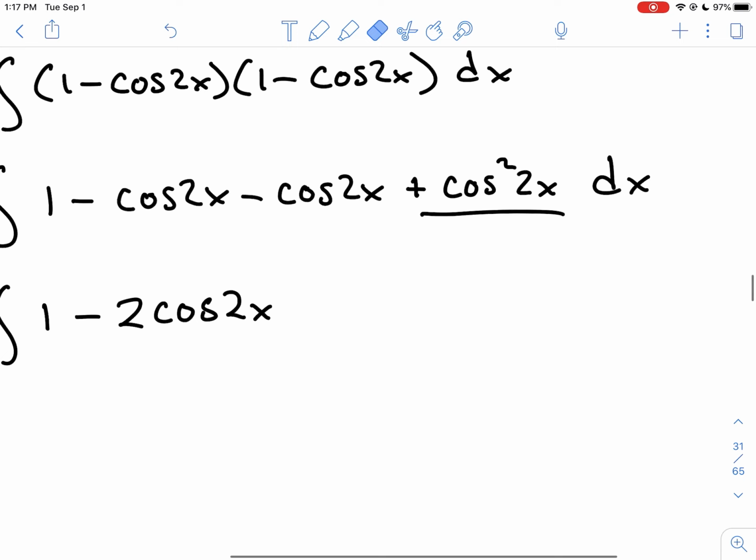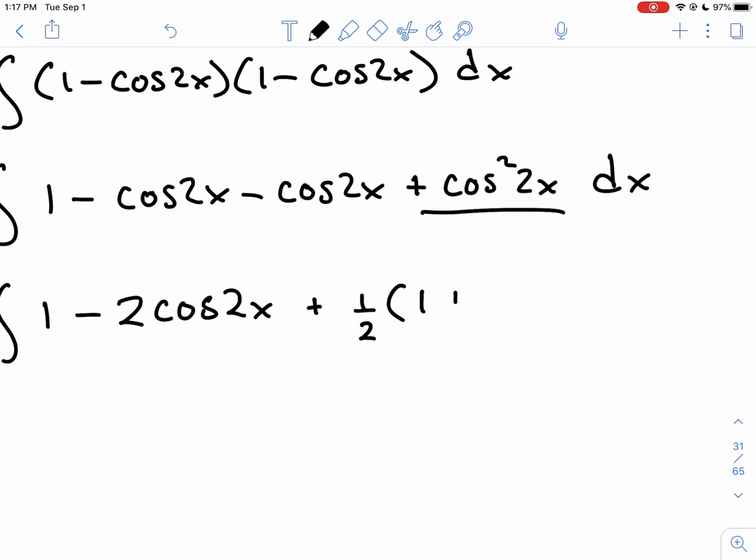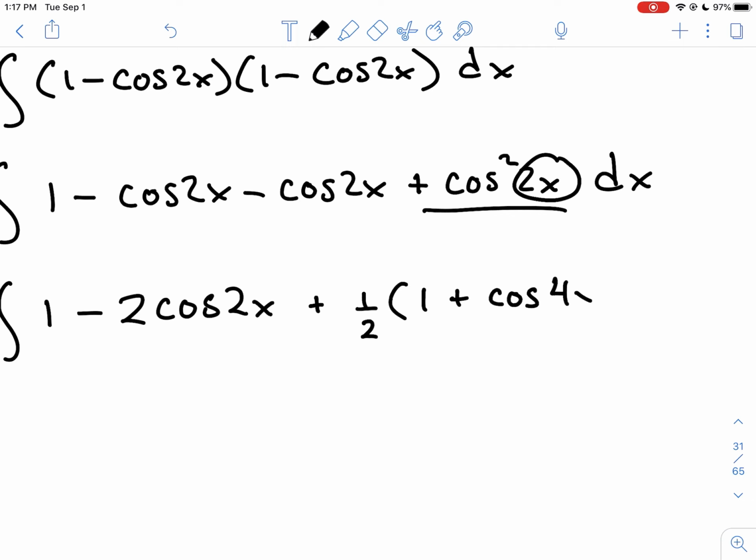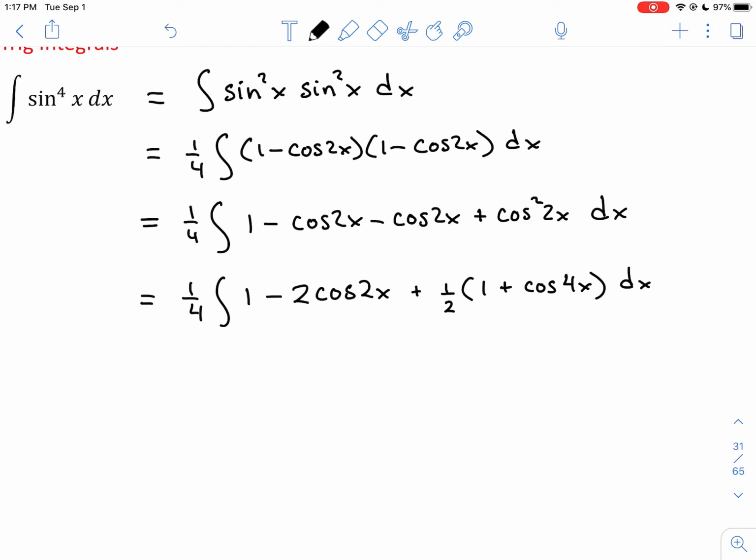Right here for the underlined portion, it's going to be a 1/2 times parentheses 1 plus the cosine of, and then double this angle. So it's currently 2x, so it needs to double to 4x. And then you end those parentheses and then our dx. Okay, so we're at this point.